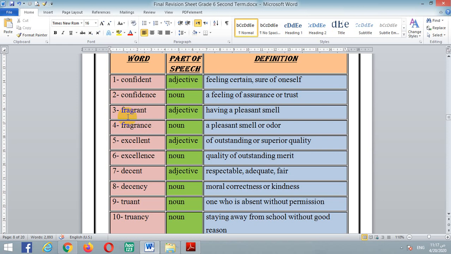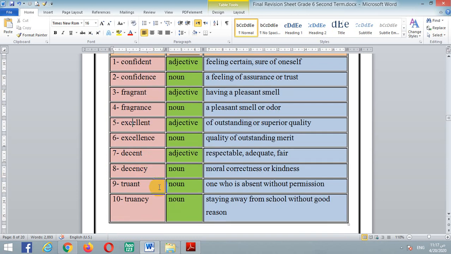Number 3, fragrant. Fragrant is an adjective that means having a pleasant smell or a good smell. Fragrance, the noun of it, means a pleasant smell or odor. Okay. Number 5, excellent. Excellent, I think it's known, of outstanding or superior quality. The noun of excellent is excellence. Number 7, decent. Decent means respectable or adequate or fair, or kind to other people. When I say Muhammad is decent, it means he is kind, he treats his students in a good way. Decency, the noun of decent, means moral correctness or kindness.